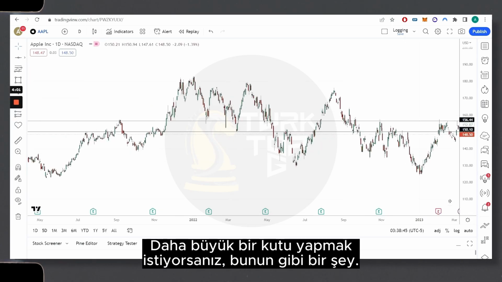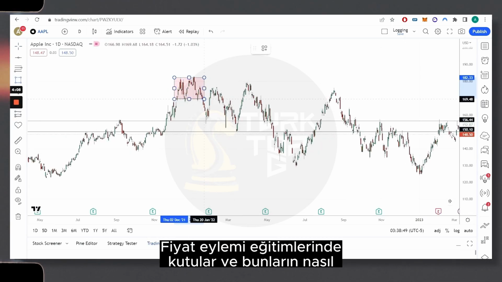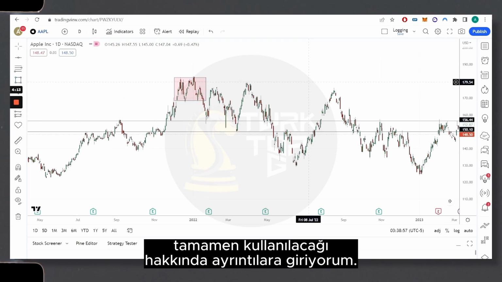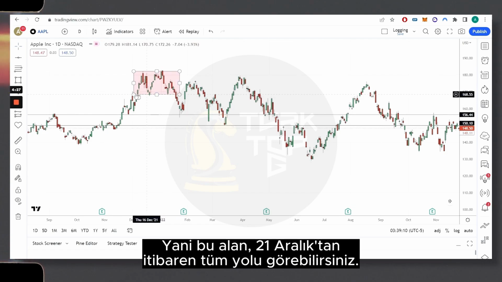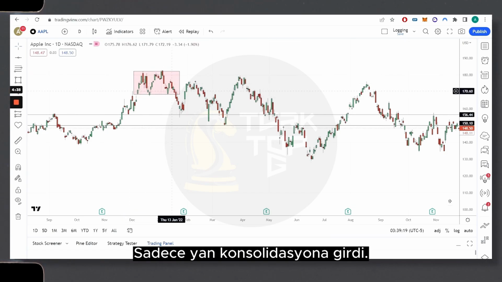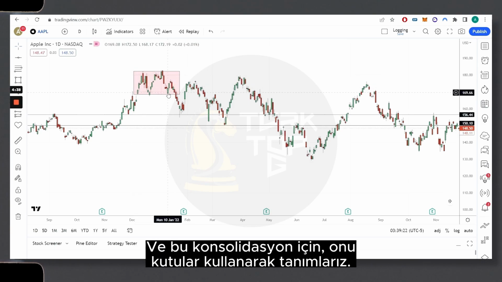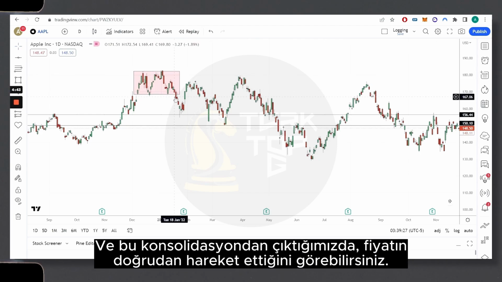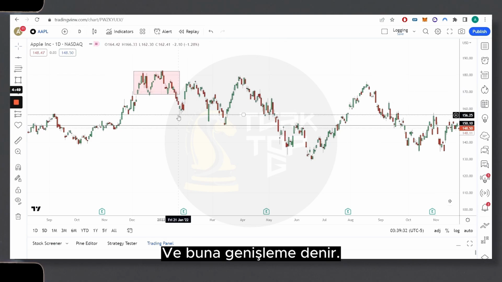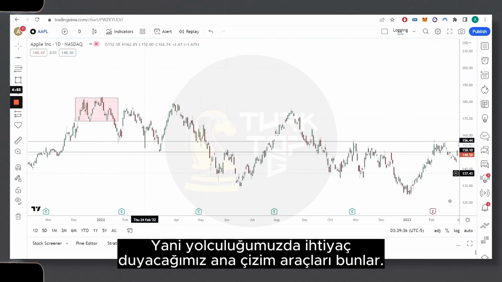If you want to make a bigger box, like something like this, I go into detail about boxes and how to use them completely in the Price Action Pro tutorials. So if you don't get this right now, don't worry about it. In this area, you can see from December 21 all the way to January of 2022, price in Apple did not really go anywhere. It just went into a sideways consolidation. And for this consolidation, we define it using boxes. So that's what the boxes are useful for. And once we break out of this consolidation, you can see price move directionally, and that's called an expansion. So those are the main drawing tools that we'll need in our journey.